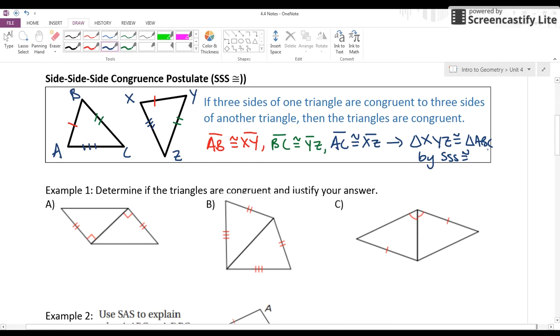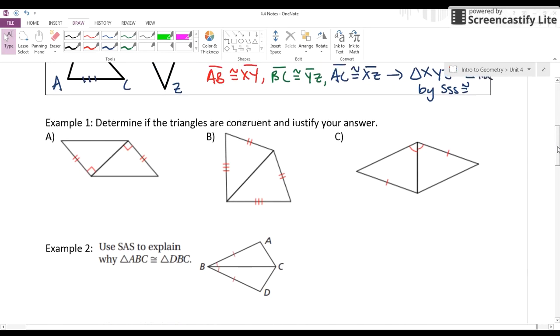Really look at what you have to be given. So again, it's 3 things, but you want to look very carefully. Are we given the included angle? Are we given all 3 sides? Before you can say yes or no. All right, let's take a look at example 1.